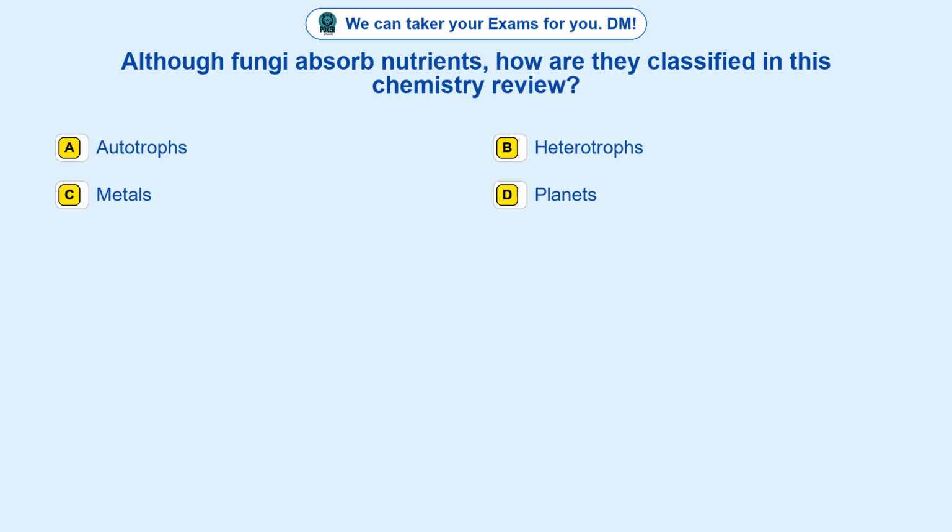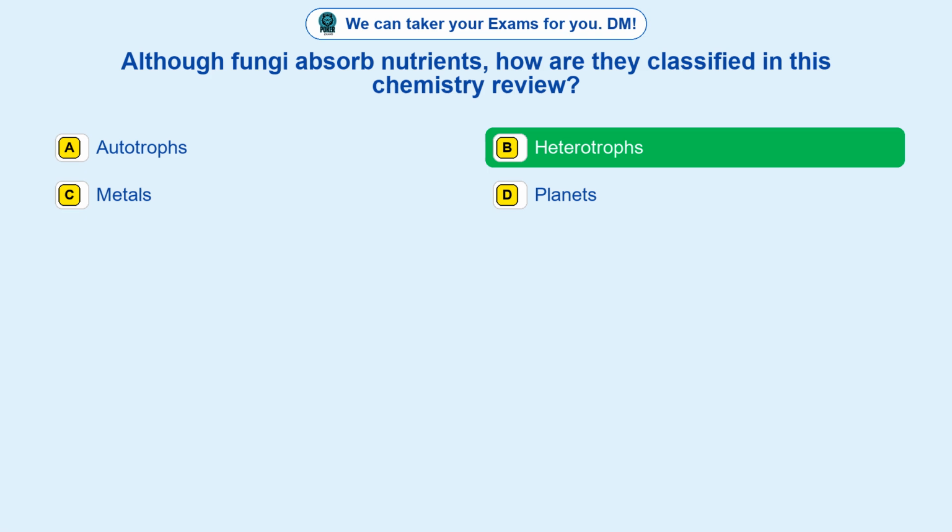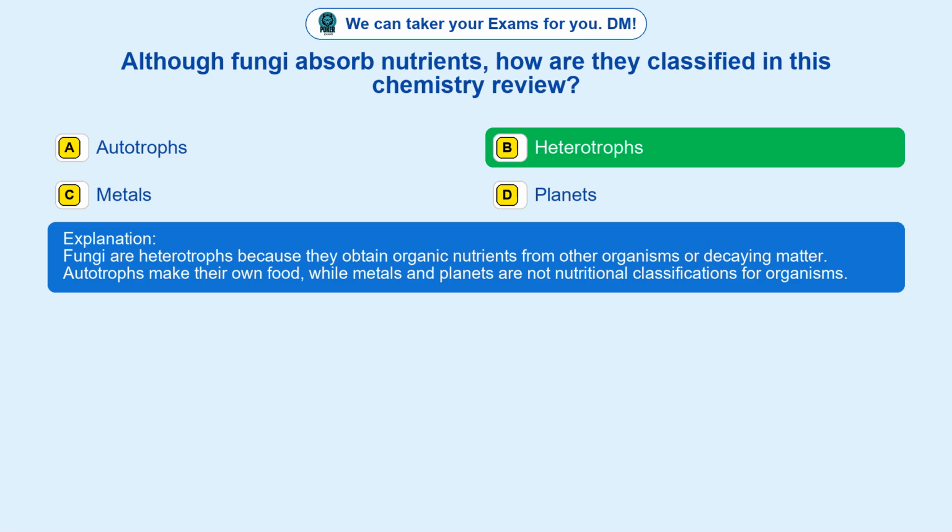Question 21. Although fungi absorb nutrients, how are they classified in this chemistry review? Option A, autotrophs. Option B, heterotrophs. Option C, metals. Option D, planets. The correct answer is option B, heterotrophs. Fungi are heterotrophs because they obtain organic nutrients from other organisms or decaying matter. Autotrophs make their own food, while metals and planets are not nutritional classifications for organisms.